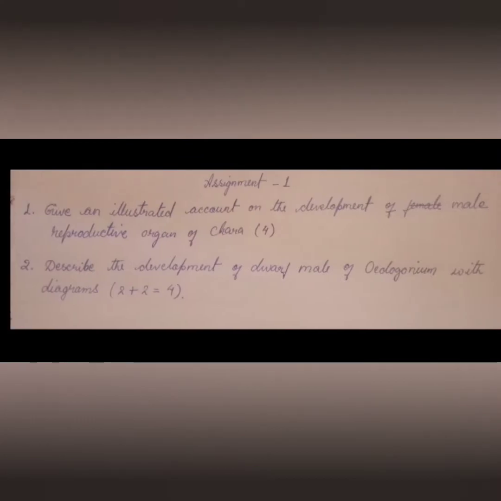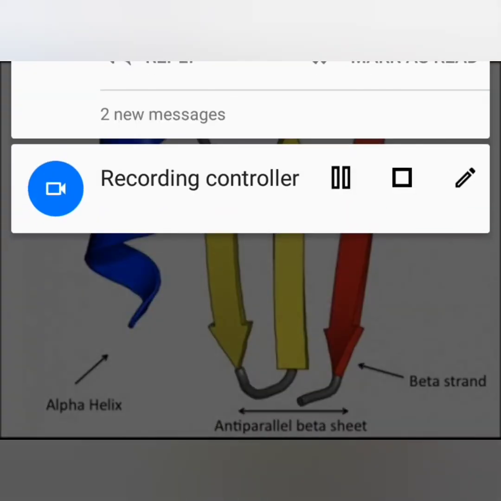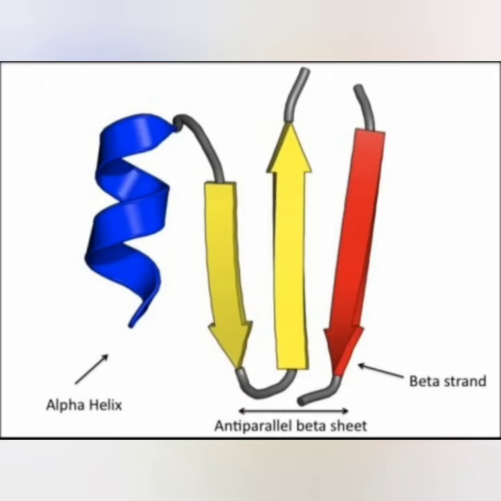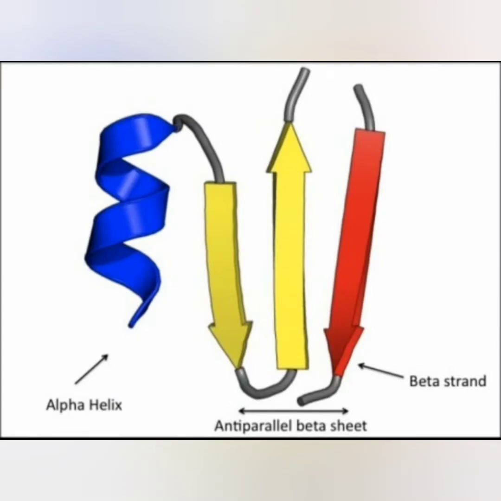Let me show you here. As you can see here, the first structure is the alpha helix. The second, third and fourth structures are the beta sheets, which are anti-parallel because they run in opposite directions. So I hope you can see this first structure, the alpha helix, and these three are the beta pleated sheets.